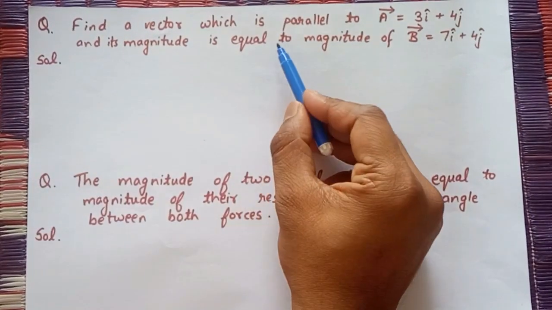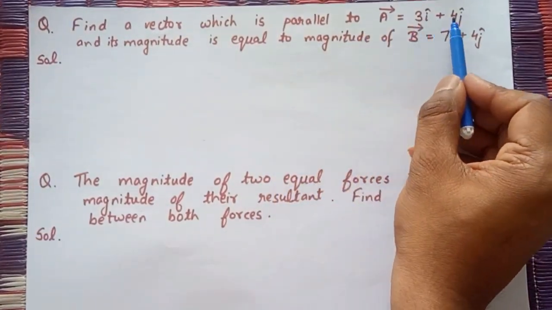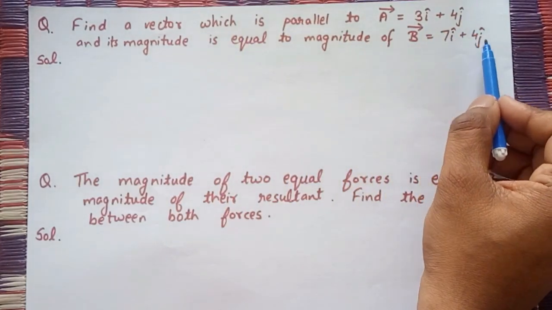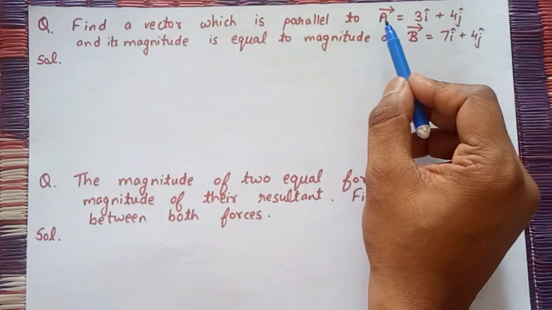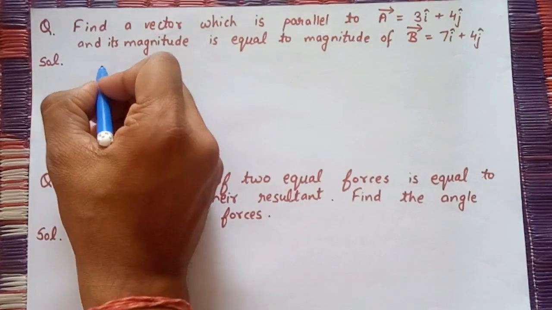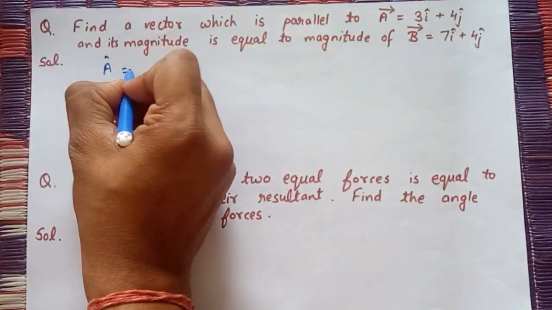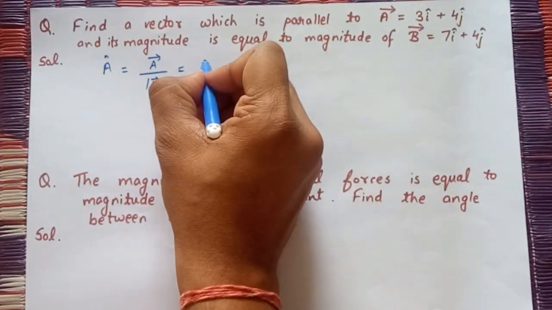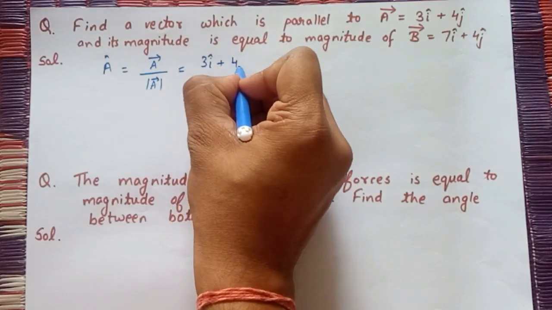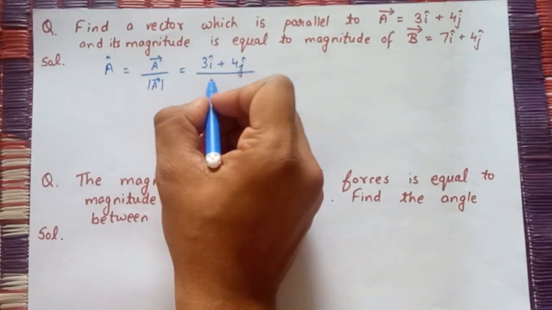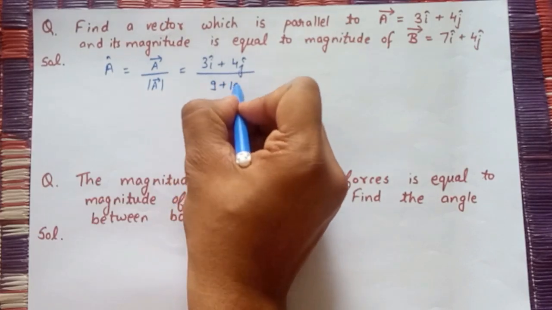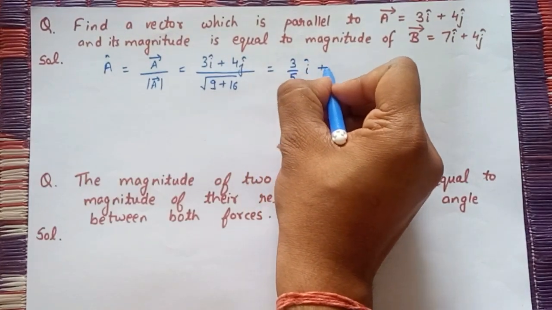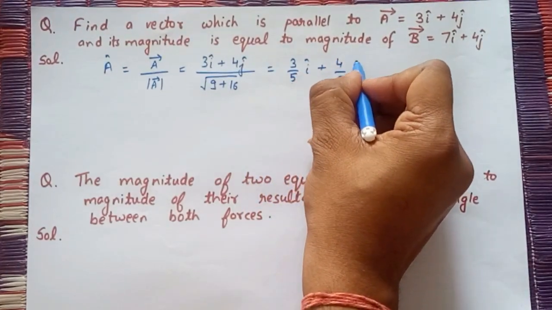Next question is, we have to find a vector which is parallel to 3 i cap plus 4 j cap and its magnitude should be equal to the magnitude of 7 i cap plus 4 j cap. So when we have to find a vector which is parallel to a given vector, then always we find its unit vector. So its unit vector will be a vector upon modulus of a vector. A vector is 3 i cap plus 4 j cap upon what will be its modulus? 3 square 9, 4 square 16, taking the square root it will become 5, so it will be 3 by 5 i cap plus 4 by 5 j cap.